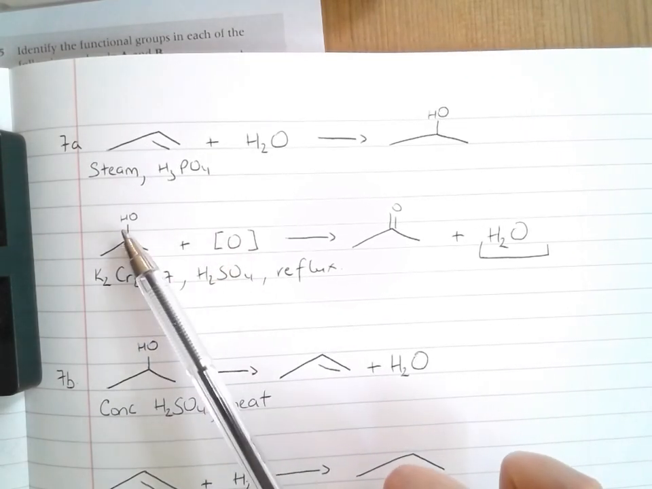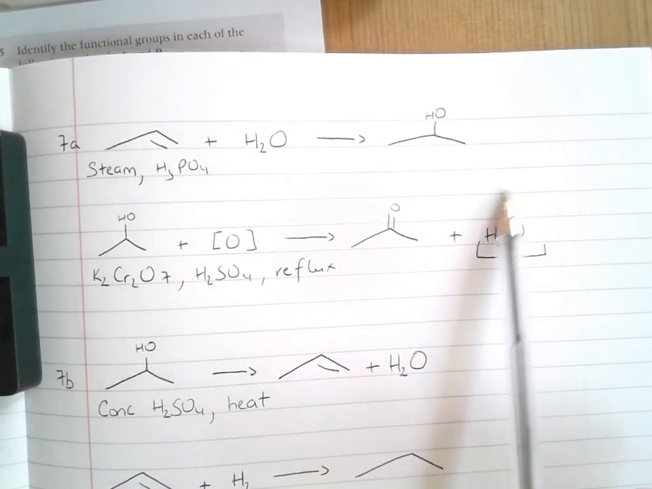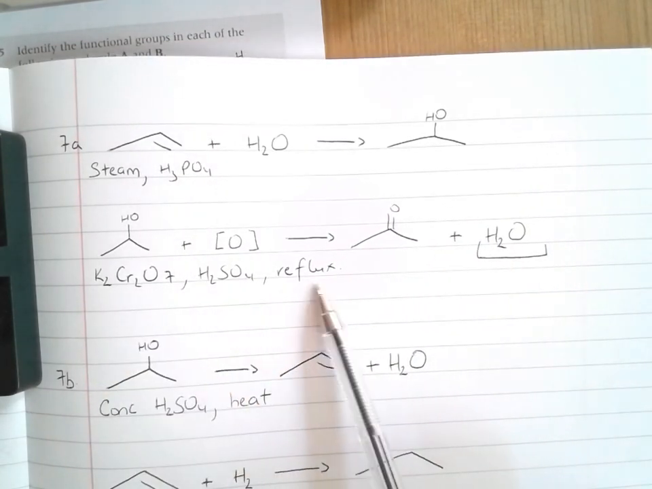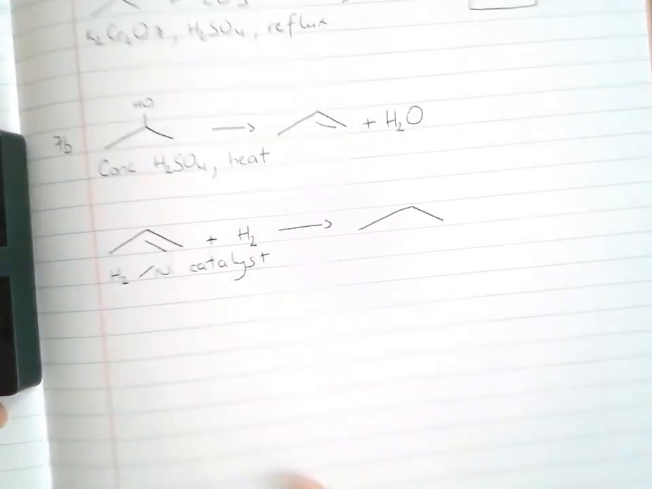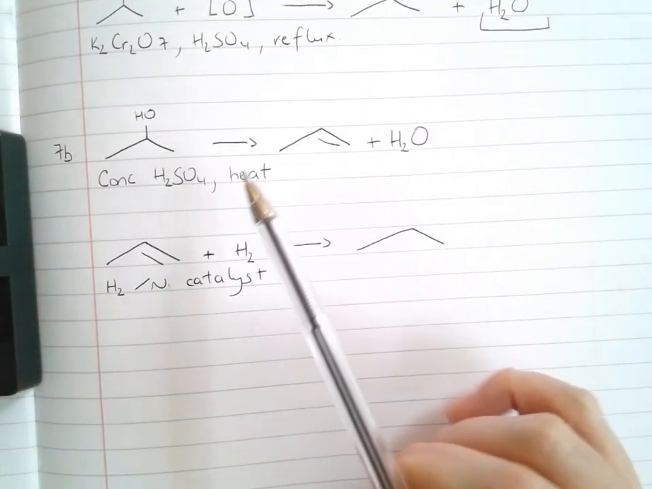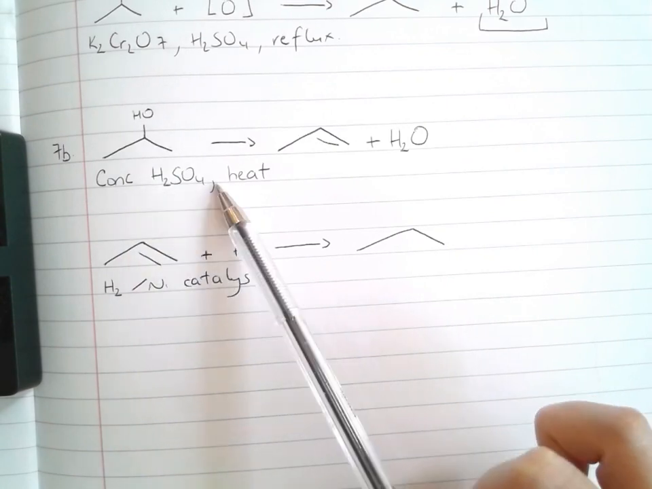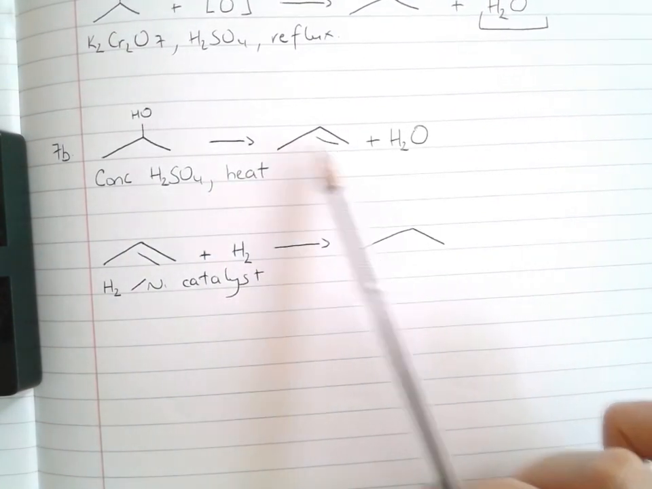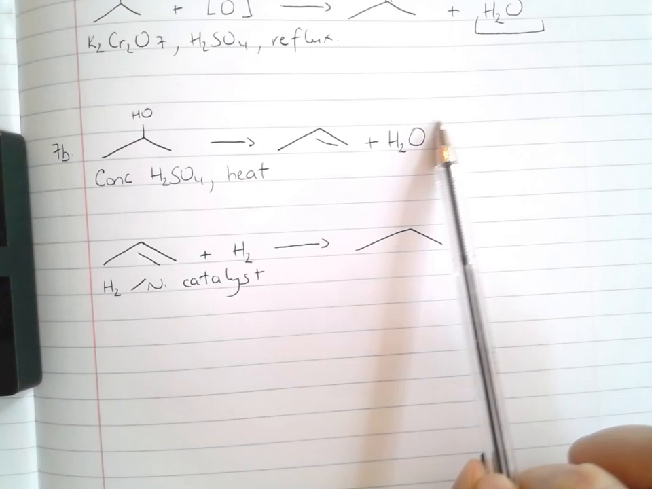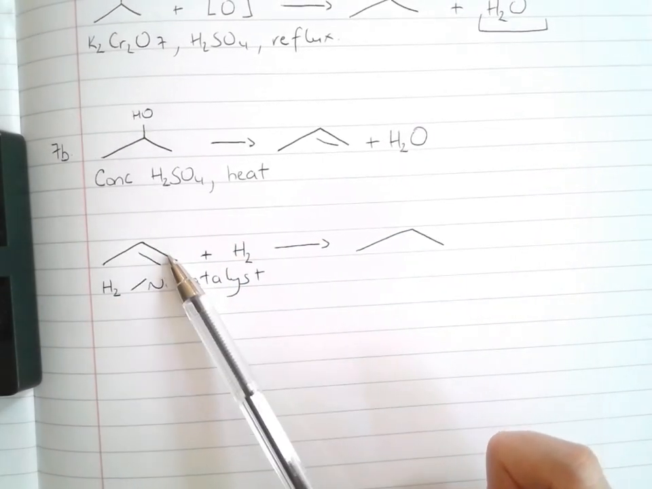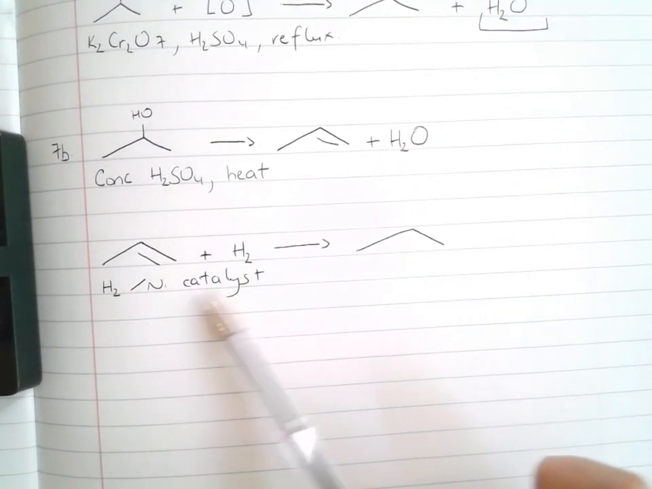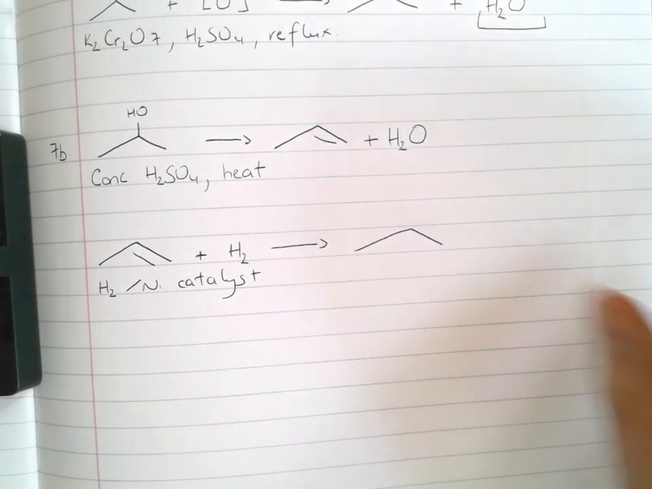That gives me 2 oxygens on the left. I need 2 oxygens on the right. Don't forget your H2O. These are the reagents that you would use. 7b isn't on the mark scheme, okay, but it's pretty straightforward. You're starting off with your alcohol. You're dehydrating it to form your alkene. Again, you're asked for the equations. You need to include your H2O here. And then you've got your alkene. You're treating it with hydrogen in the presence of a nickel catalyst, and you're forming your alkane.